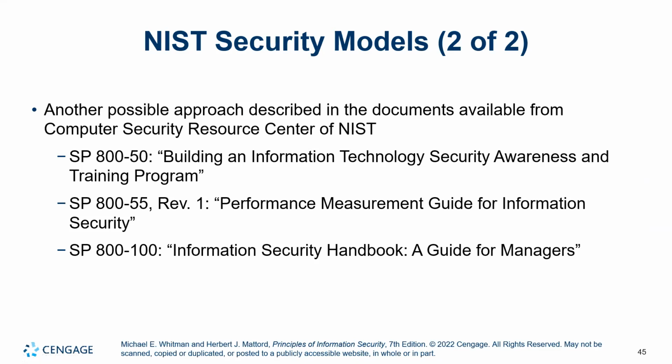53 is my favorite. It has to do with the controls. It's not shown here. This is one thing I don't like about this slide. What you should see is 800-53. It has to do with controls and measures, right? So building an IT security awareness and training program, performance measurement guide to information security, a handbook. But 53 by far is one of the most important documents, one of the most important special publications. And I may modify this slide just to make sure it's included, because it should be in there. 53 has to do with the actual controls that you use to reduce exposure. Remember, 53.